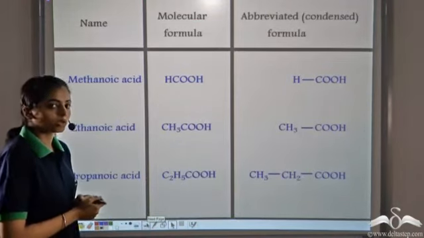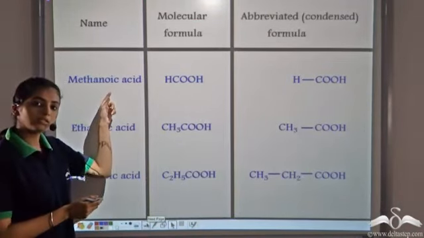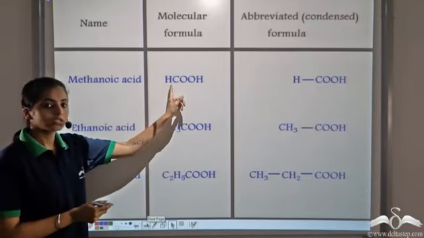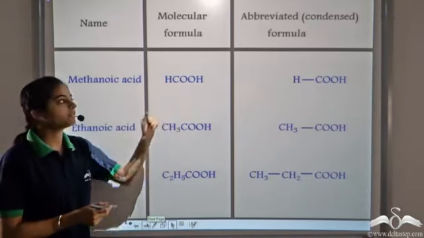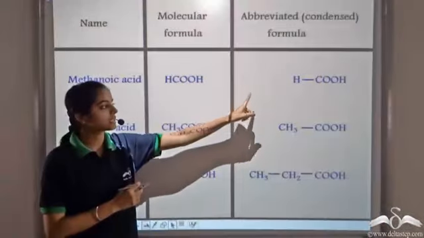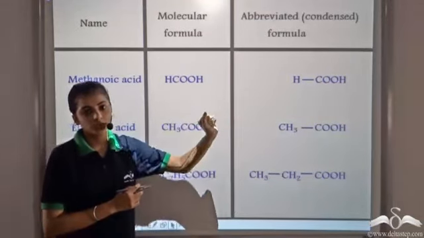The first carboxylic acid is methanoic acid. It has one carbon atom, so its molecular formula is HCOOH, and the abbreviated or the condensed formula can be written as H and a single bond with COOH.